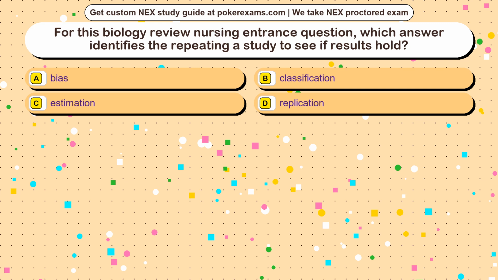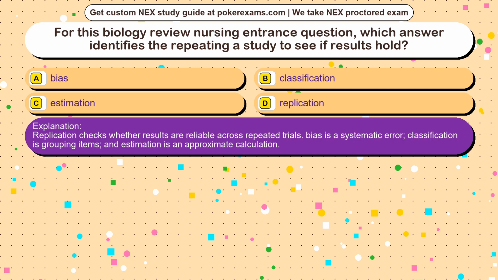The correct answer is option. Replication checks whether results are reliable across repeated trials. Bias is a systematic error, classification is grouping items, and estimation is an approximate calculation.